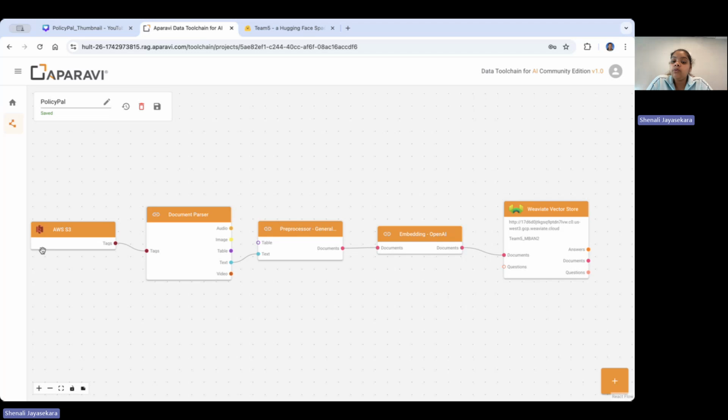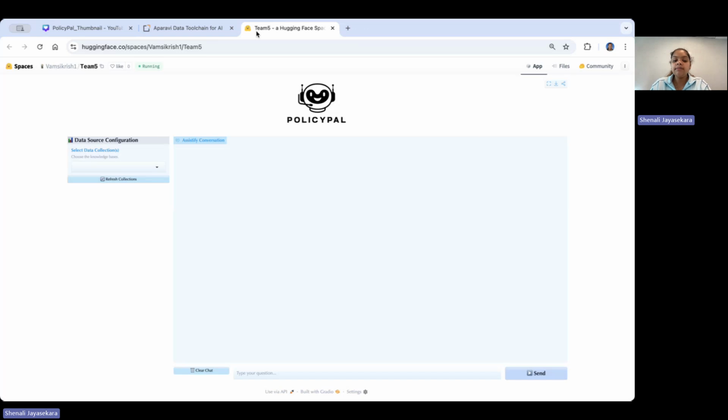So let's take a look at what we have all been waiting for, our actual interface. This is PolicyPal, and welcome to the next generation of insurance policies. To show you the usability of this chatbot, we select our collections, and you might wonder, what can this chatbot give me back?